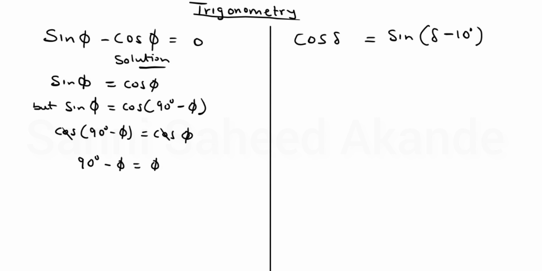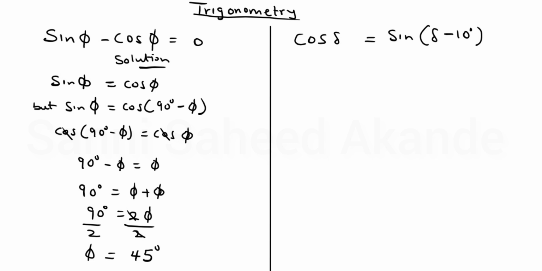Now let's collect the like terms. We have 90 degrees equal to phi plus phi. Now 90 degrees is equal to 2 phi. Alright, so dividing both sides by 2, you have phi equal to 90 divided by 2, which gives you 45 degrees. Understood? Let's take the last question. Solution.